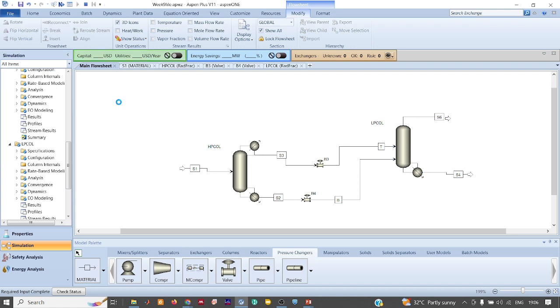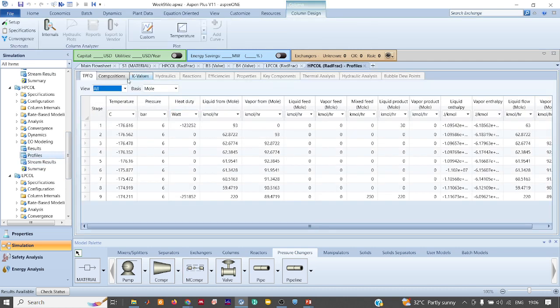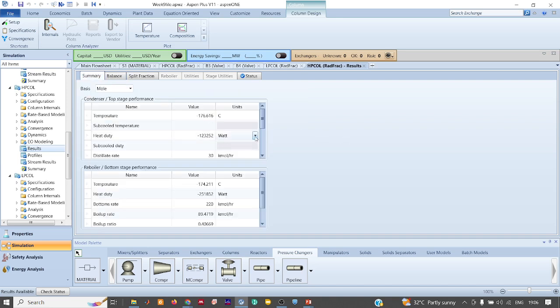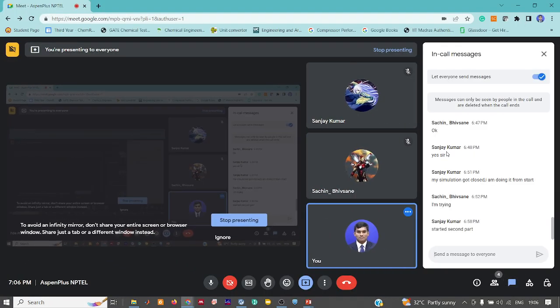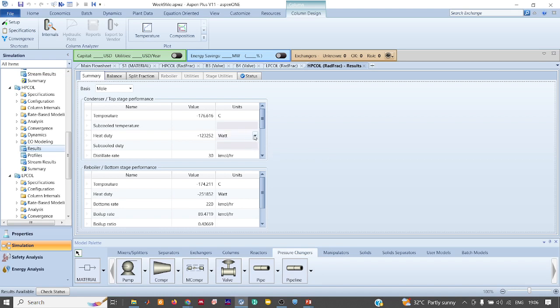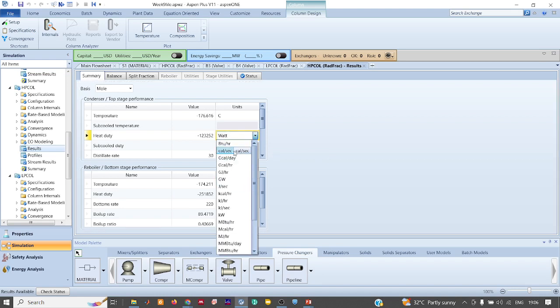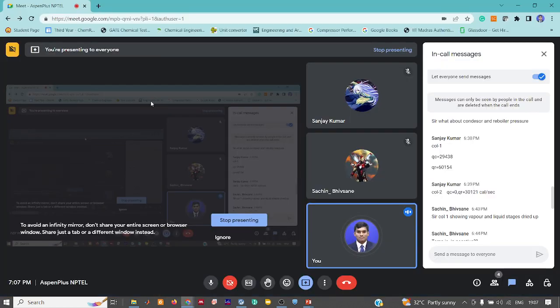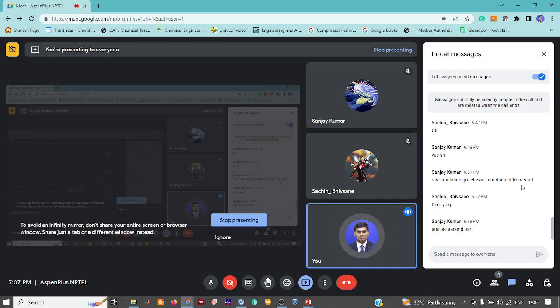Let me run this. Yeah, we have some results. Let us see the condenser and so heat duty of condenser. I think Sanjay has specified some of the values. Okay, it's in calorie per second. Right? Let me change it to calorie per second. Okay, yeah, I think I too got the same value, Sanjay. That's great. Fine. Now, Sanjay and Sachin, you are able to do, right? I'm sure Sanjay has got the correct one. What about Sachin? Sachin, you are able to do?